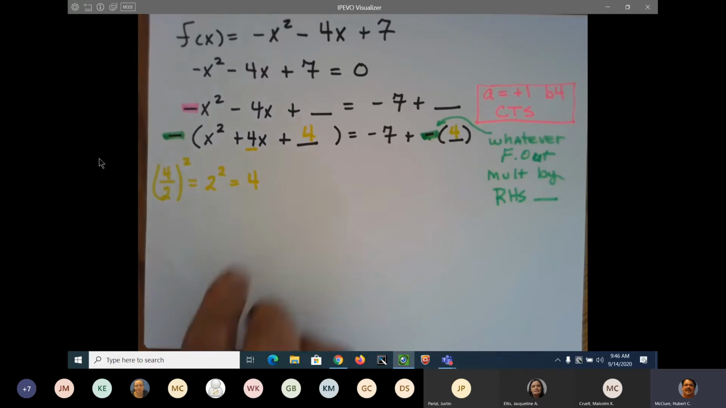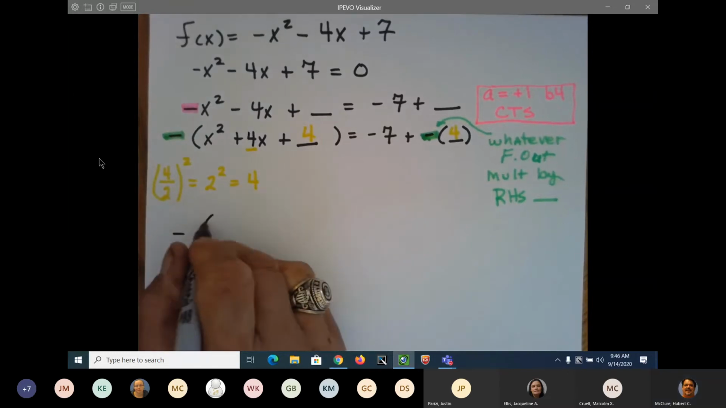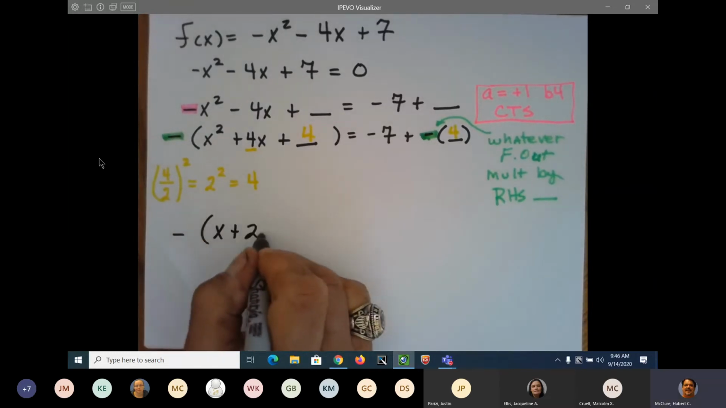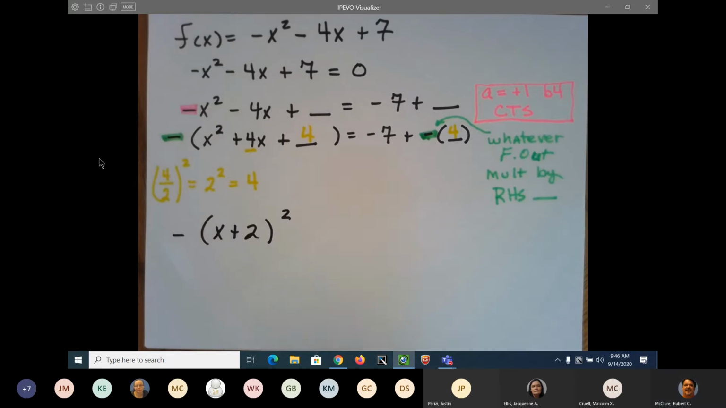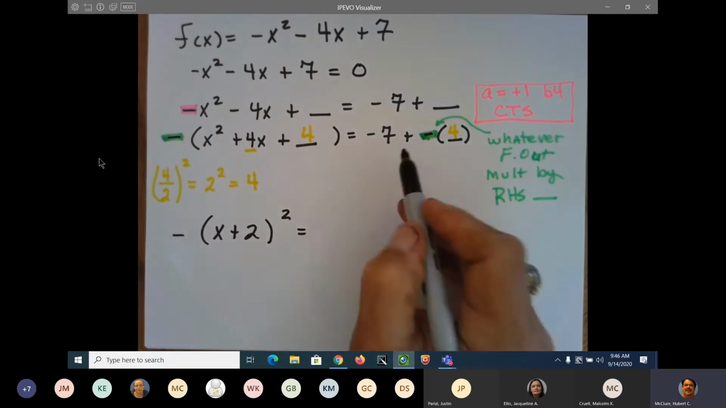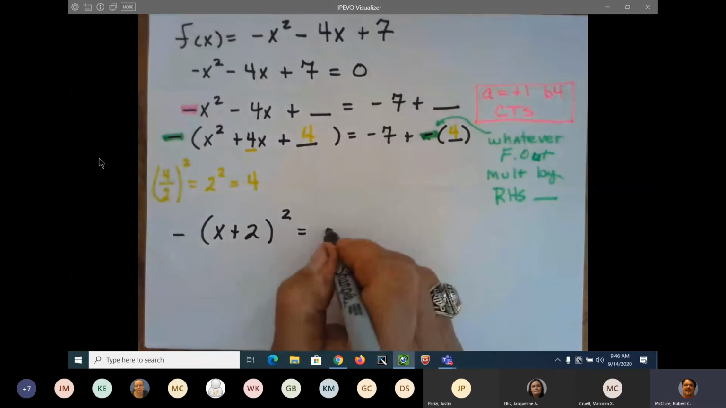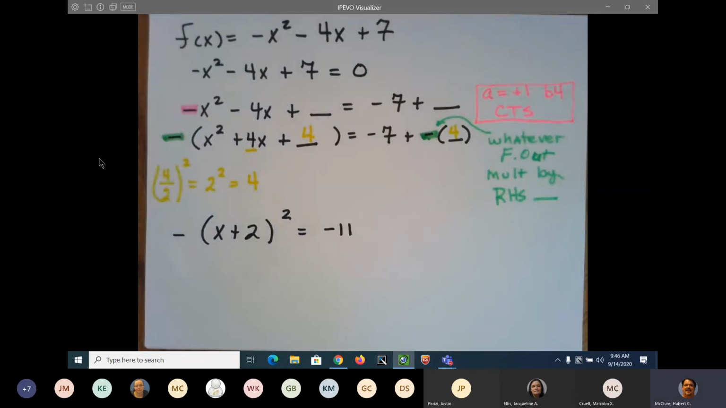Now I've got shortcut number 1 right here. So that's going to be negative x plus 2 quantity squared is equal to negative 7 plus a negative 4 is negative what? Negative 11, Hubert. That's right, class.